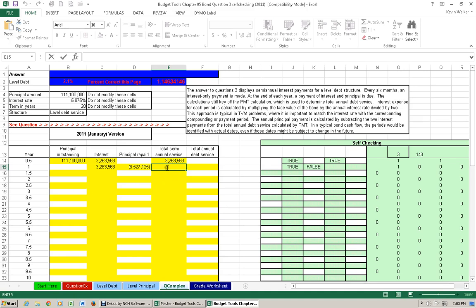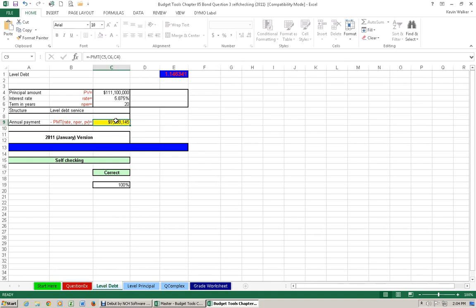Now, total semi-annual service is this plus this. So we're going to do it like here. Equals this plus this. Now that still isn't right. So let's see what happens here. Yes, it doesn't like the way I've done the math here. Total annual service is simply this.